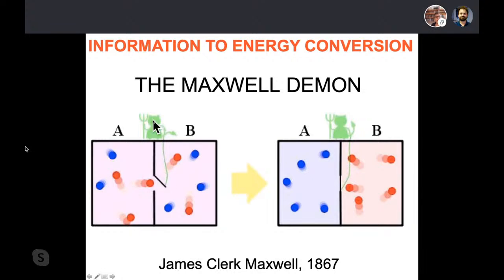Because actually, if this demon is very small and this gate is frictionless, he could do that without expenditure of work. Either because the measuring process could in principle be done without expenditure of energy, but also a frictionless wall in a limit can be done without dissipation. So the whole process could be done without any work expenditure, against the second law.